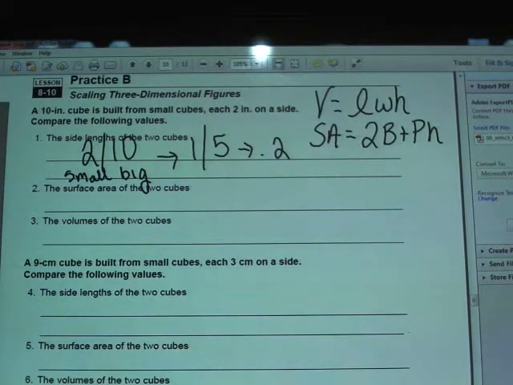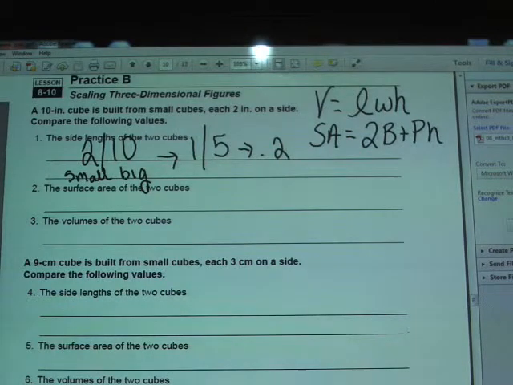So the whole point here is they really want you to figure out, is the same ratio going to apply when we look at these other things? Is the same ratio going to apply when we look at the surface area and the volume in 2 and 3? Okay. So number 2 is asking me to find the surface area of the two cubes. Now as you can see, the formula you need there is on the upper right corner of the presentation, 2B plus Ph, 2 times the area of the base plus the perimeter of that same base times the height. Well, the base here on each of these is a square, and the sides are the same. In the big guy, it's all 10s around, and in the small guy, it's 2s all the way around.